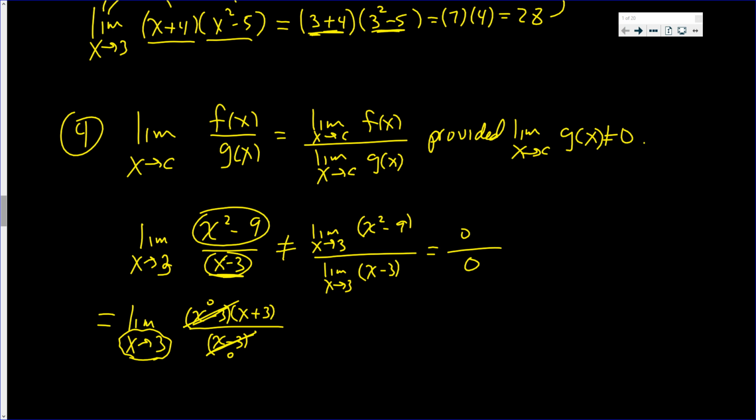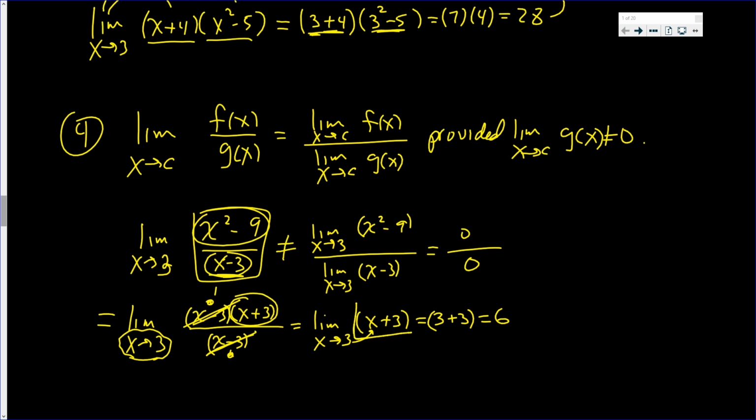That is, you can cancel this out as if it's 1. So it becomes the limit as x goes to 3 of, well, the x minus 3 cancels out to 1. So you're just left with x plus 3. And if you plug in 3 for x, you get 3 plus 3, or 6. This function is exactly this function when x is not 3. Okay, and x is not 3. It's getting really close to 3, but not 3.